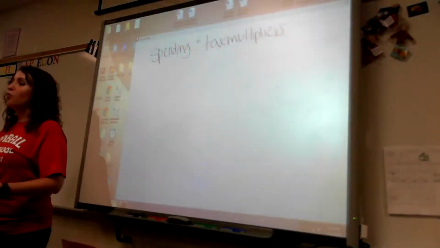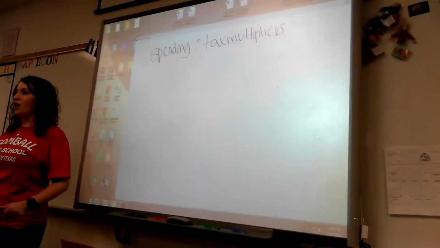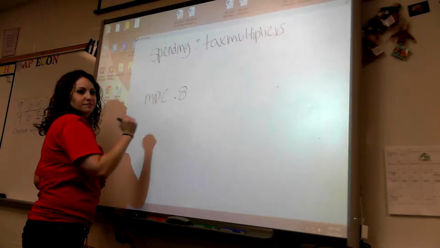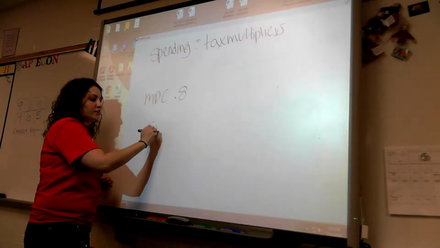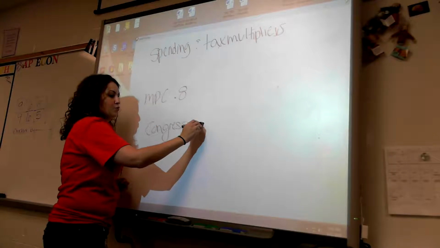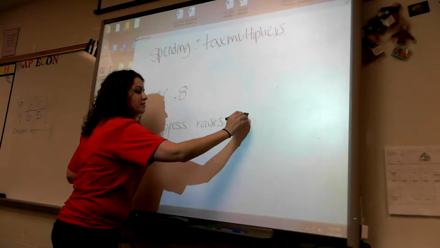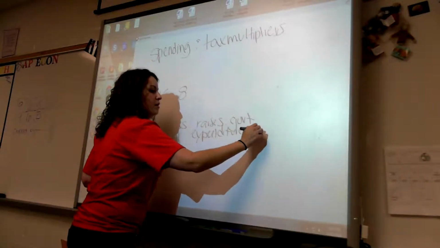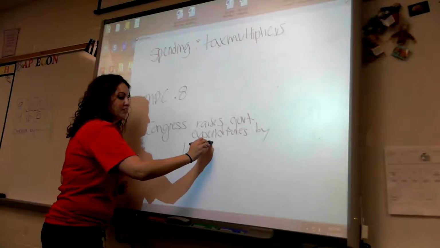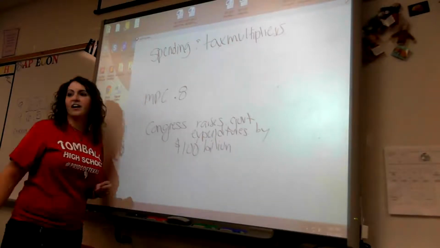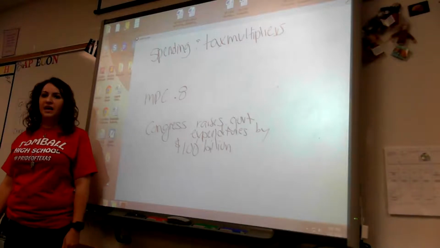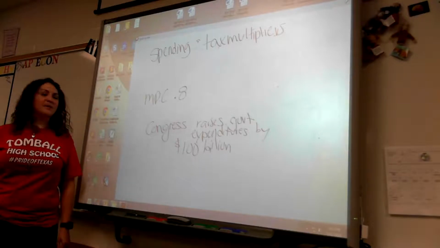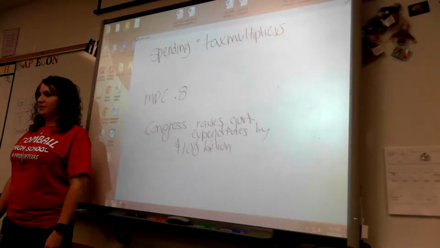It doesn't matter. We're doing some math questions. And the questions are going to start off with: if MPC is 0.8 and Congress raises government expenditures by $100 billion, what effect on GDP will it have? What's going to happen to GDP if government raises expenditures by $100 billion and MPC is 0.8?